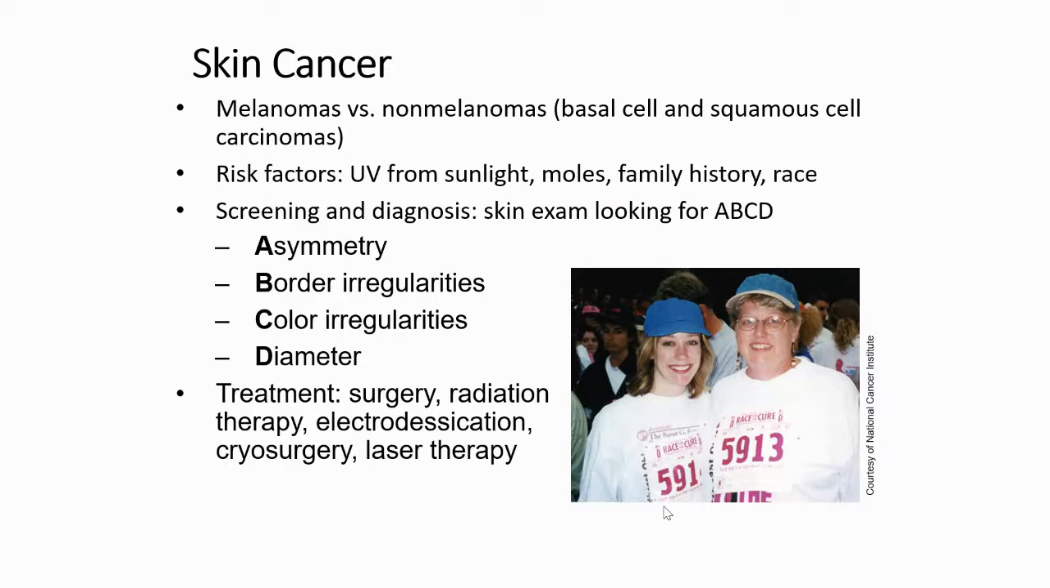And things that you should look for on yourself include looking at moles or freckles and looking for asymmetry. So one side is not equal to the other. Border irregularities, so there isn't a clear distinction of a border for the mole or freckle. There are color irregularities, so the color is not uniform in the mole, and the diameter, so the larger, the more concerned you should be.